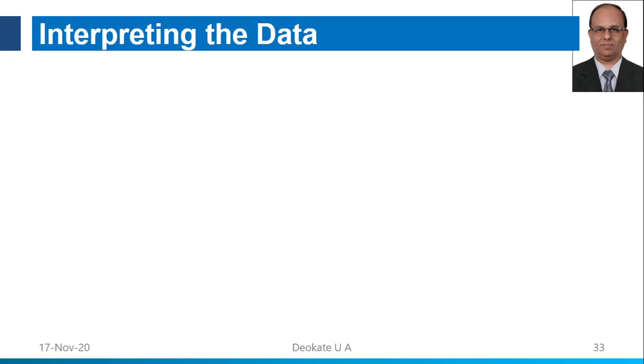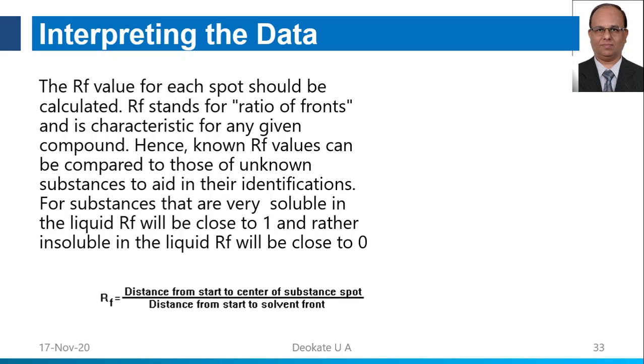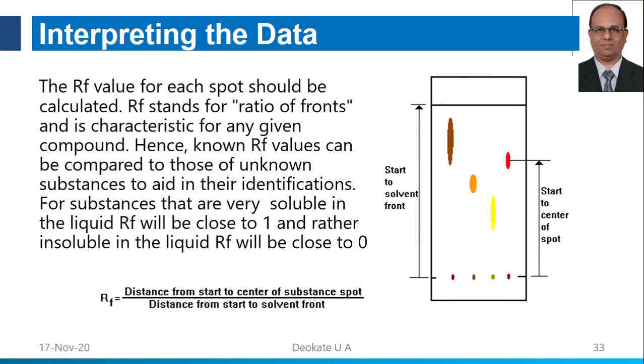After visualization of the spot, we need to interpret the data. For that, we need to calculate the Rf value. So the Rf value for each spot should be calculated. Rf stands for ratio of front, and it is characteristic for any given compound. Hence, known Rf values can be compared to those of unknown substances to aid in their identification.